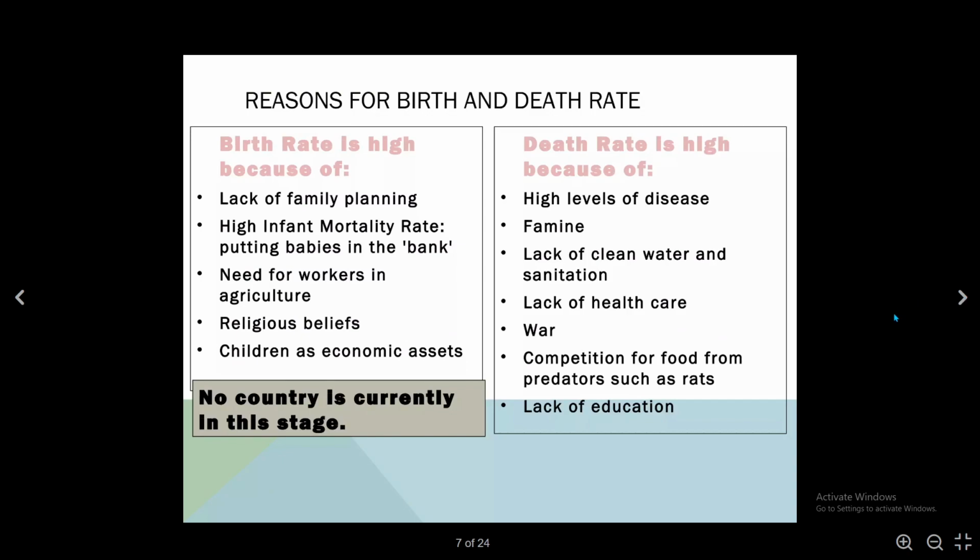So the birth rate is high because of lack of family planning, high infant mortality rate, need for workers in agriculture, religious beliefs, and then children as economic assets. The death rate is high because high level of disease, famine, lack of clean water and sanitation, lack of healthcare, war, and competition for food from predators such as rats, and lack of education.